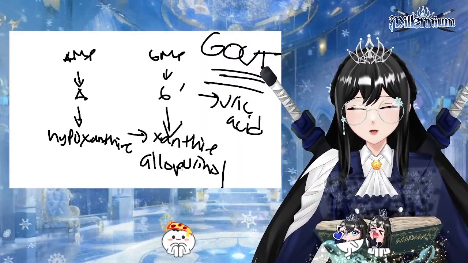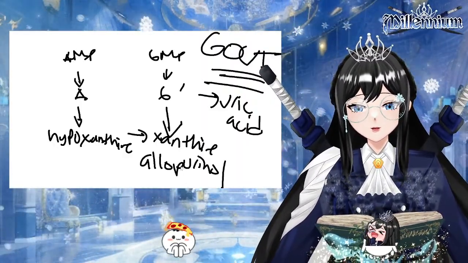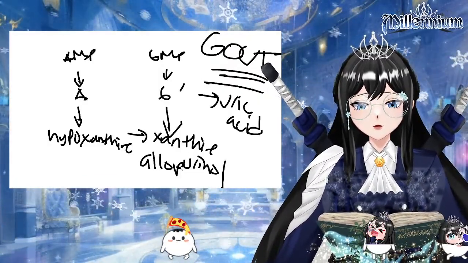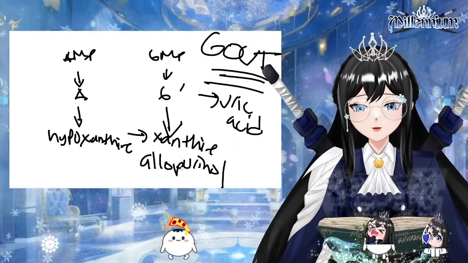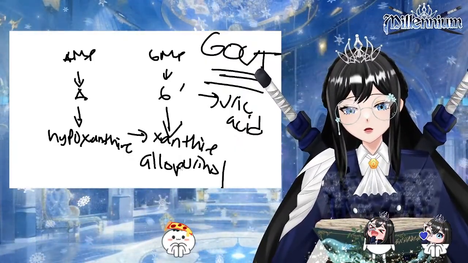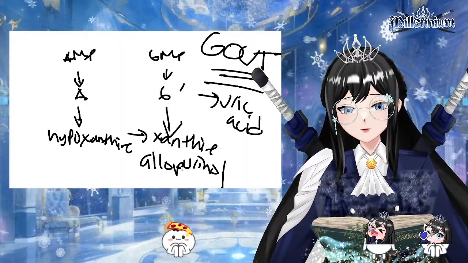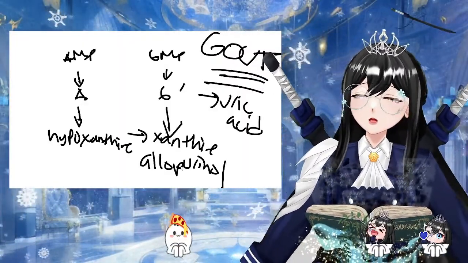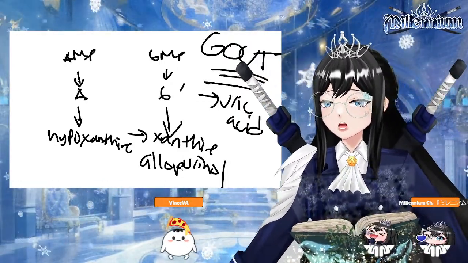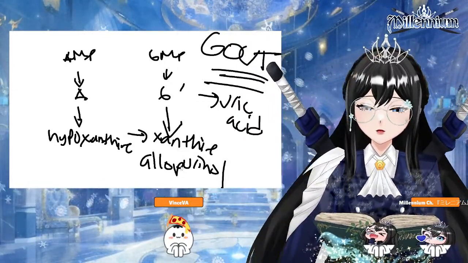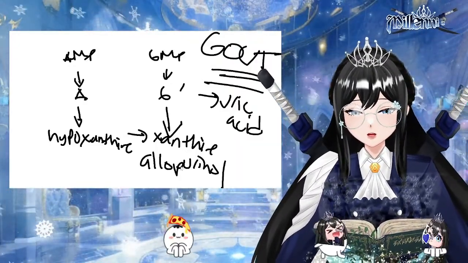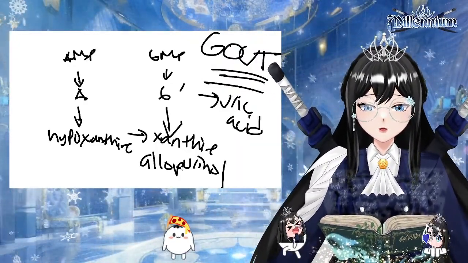Some diseases could be like Lesch, L-E-S-C-H, Lesch-Nyhan syndrome. It's caused by HGPRT deficiency. You also have severe combined immunodeficiency. You have von Gierke's disease, which is a deficiency in glucose 6-phosphatase. Essentially, you don't want a lot of uric acid in your body. Okay? Remember that one. Okay, so just mini questions.